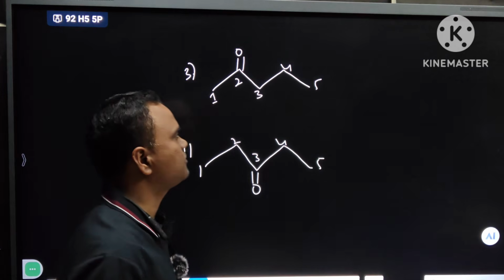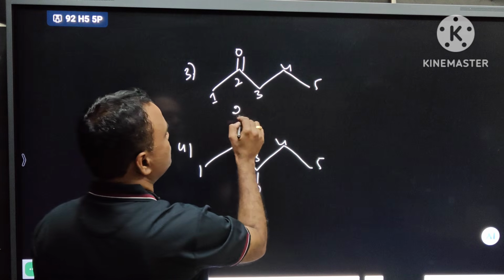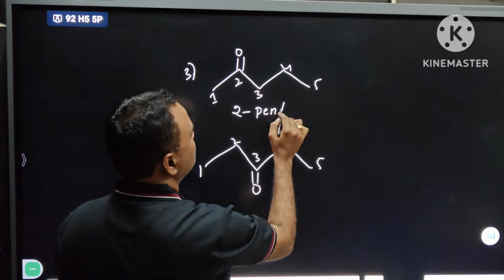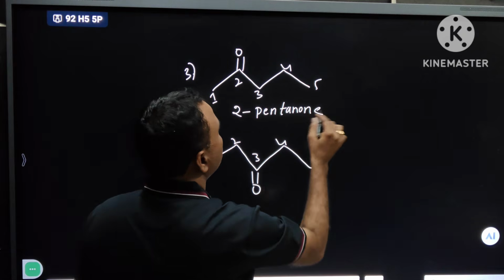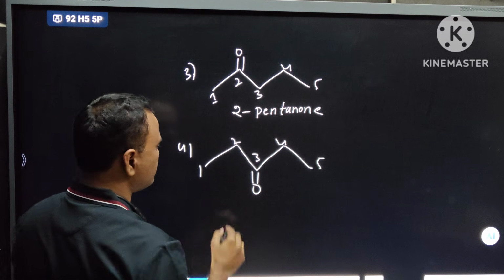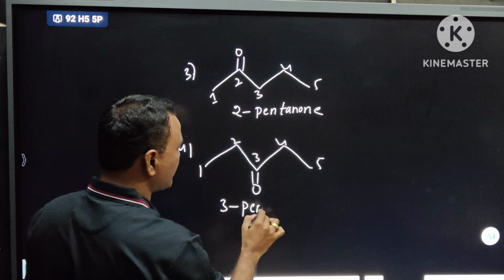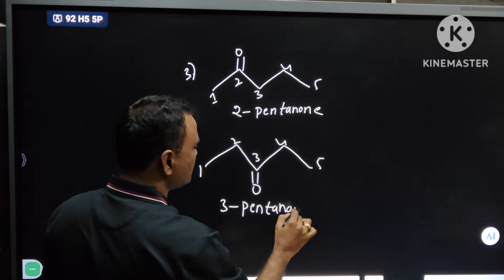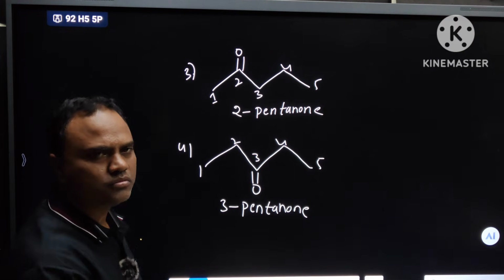Clear? Right. What is its name? 2-pentanone. When you shift this C double bond O to this position, it will become 3-pentanone. So you are getting a different name, different numbering.